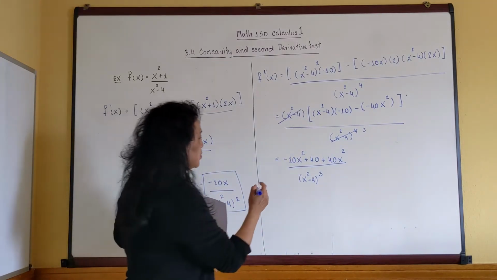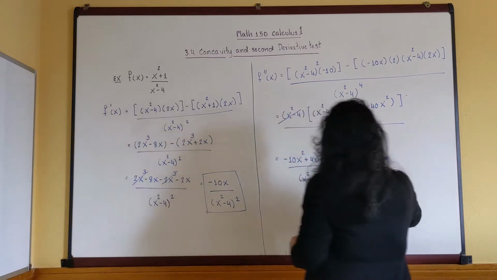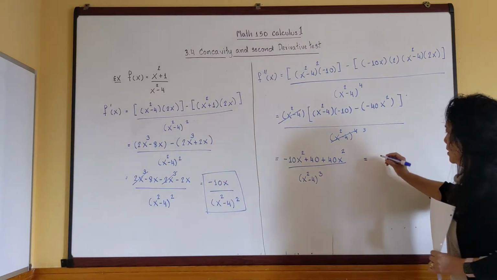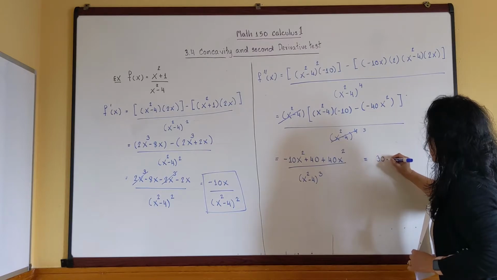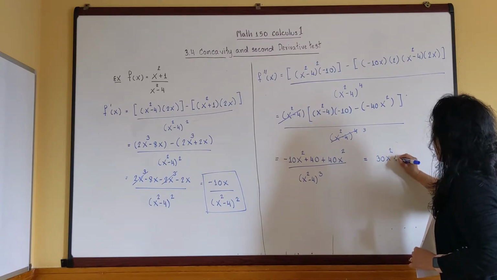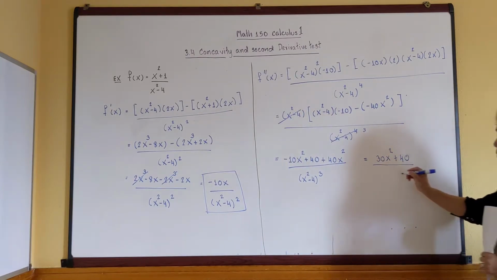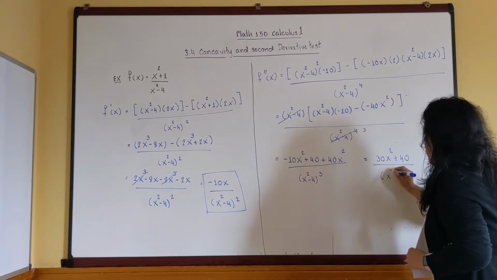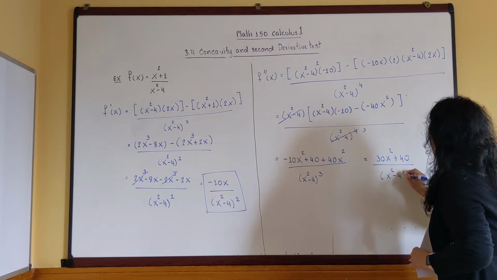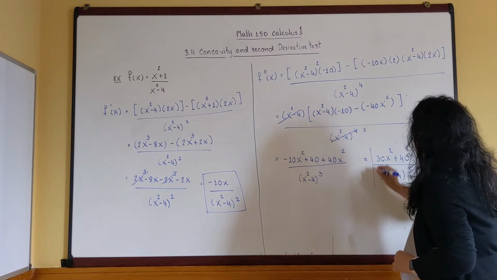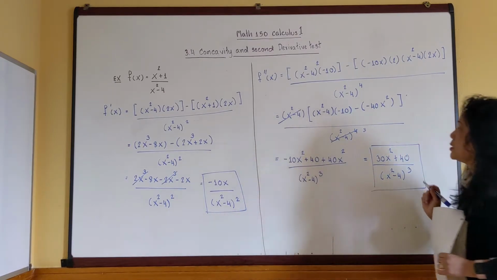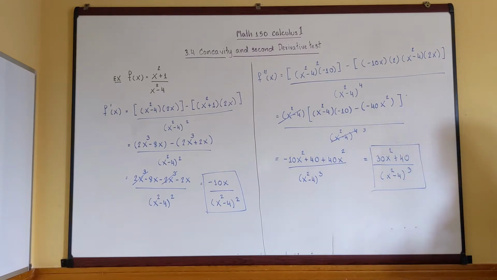Right? I can simplify some more. This becomes 30x squared plus 40 over x squared minus 4 to the cube. So this is my second derivative of the function.